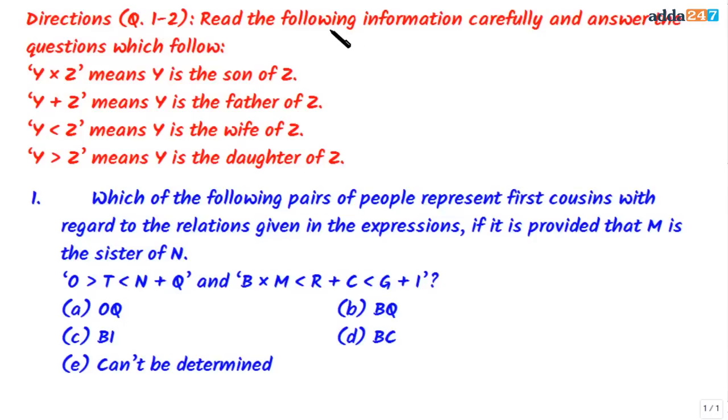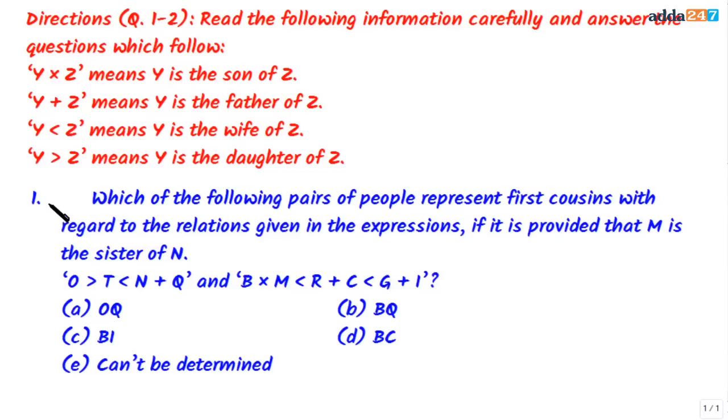2. Here, we have to read the following information carefully and answer the questions which follow. The information provided is: y cross z means y is the son of z, y plus z means y is the father of z, y is less than z means y is the wife of z, and y greater than z means y is the daughter of z. Based on this information, we have to answer question number 1 and 2.